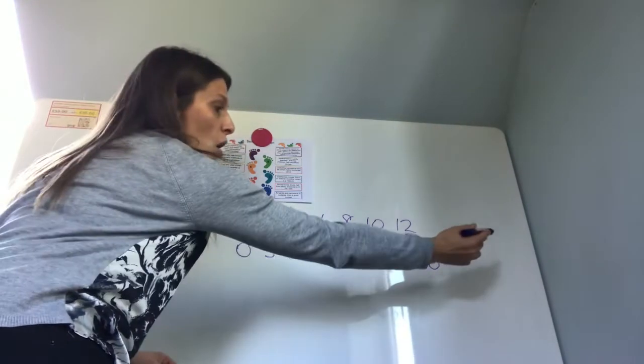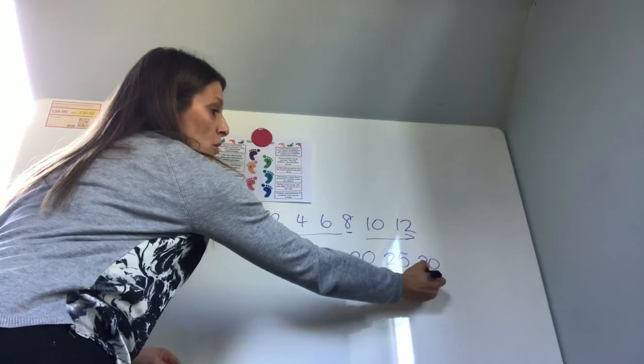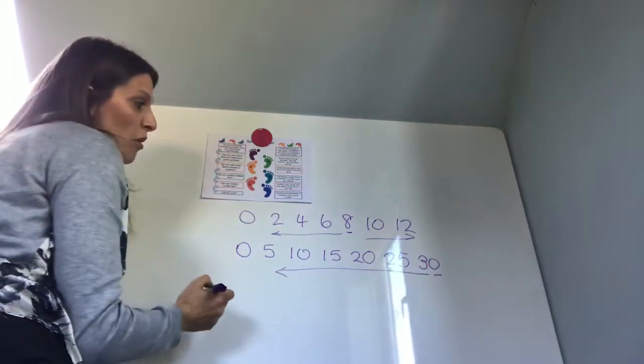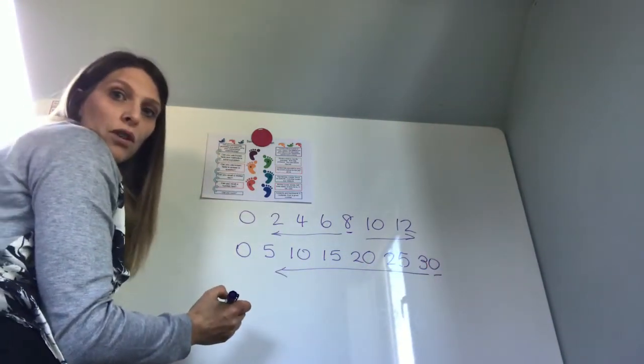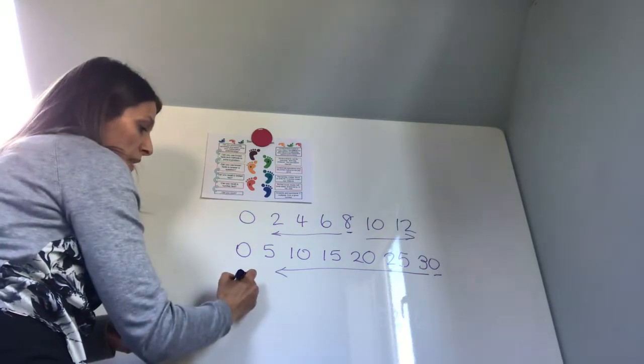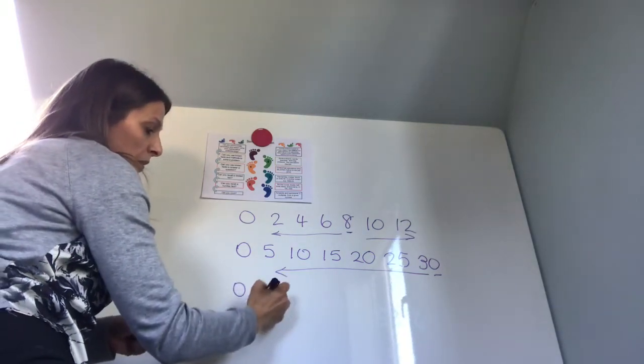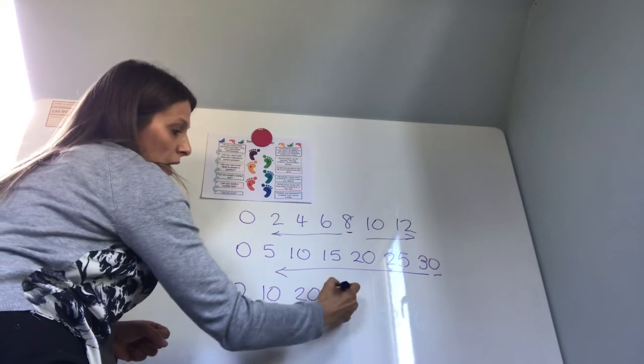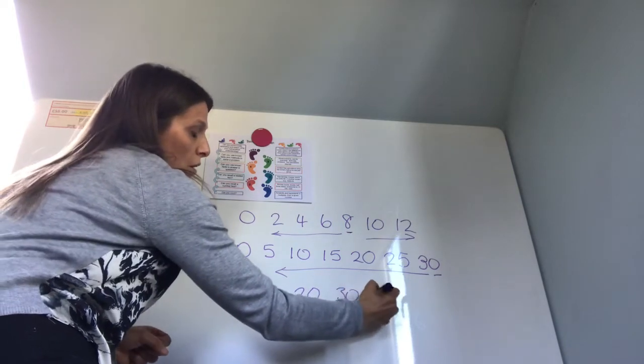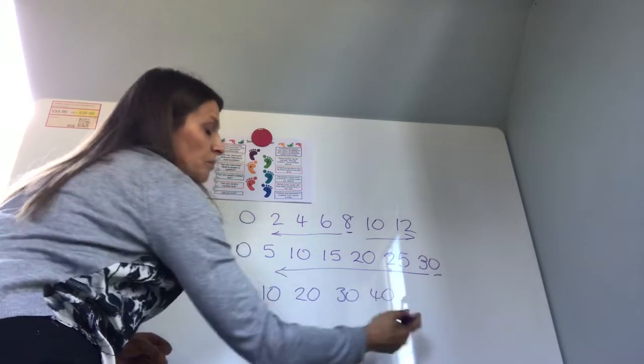Again, you can carry on, or you could stop there and then you could count backwards in 5s. Remember to spot the patterns to make sure that you've got the correct numbers. And we're going to count in 10s, 10, 20, 30, 40, etc.